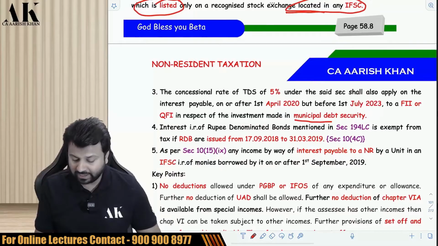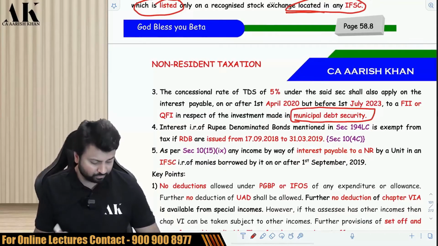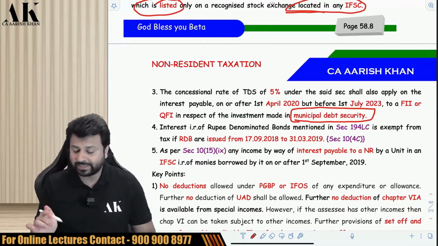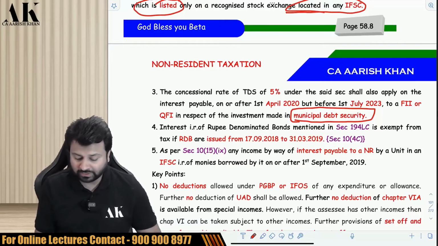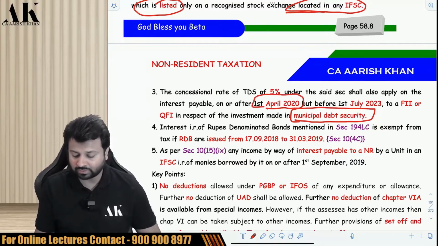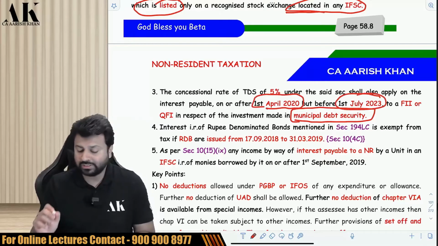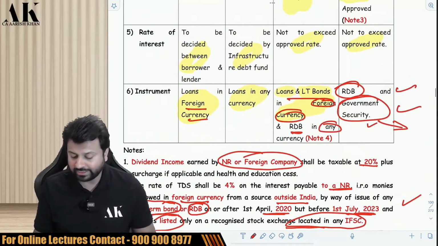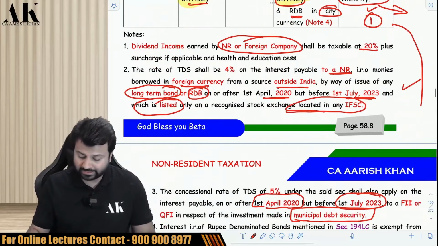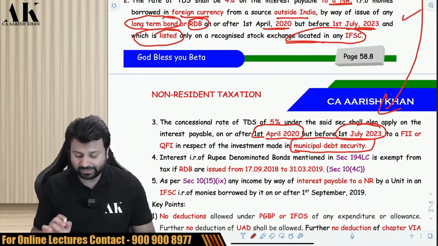That is, if the FII or QFI raise money through a municipal debt security, and the interest is payable after 1st April 2020 but before 1st July 2023. So here there are not two securities, there is one more security which is added over here. You can check it over here, and that is the municipal debt security.